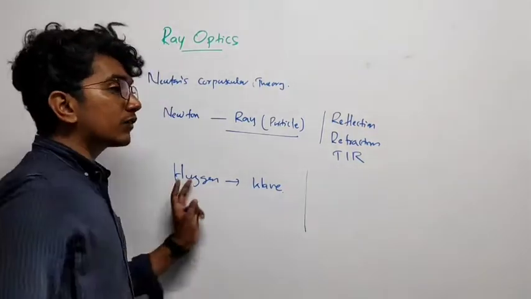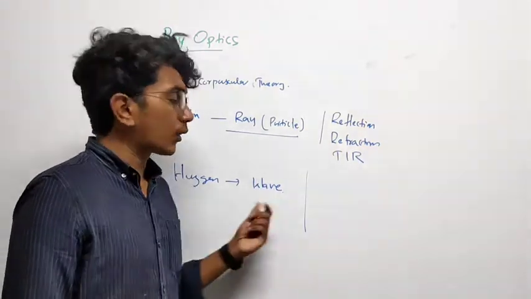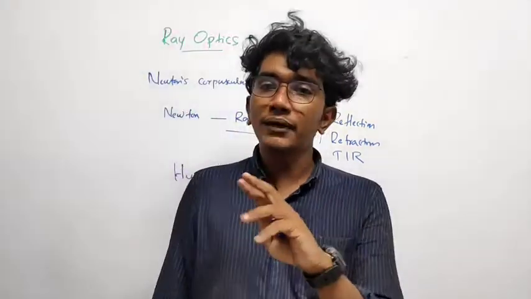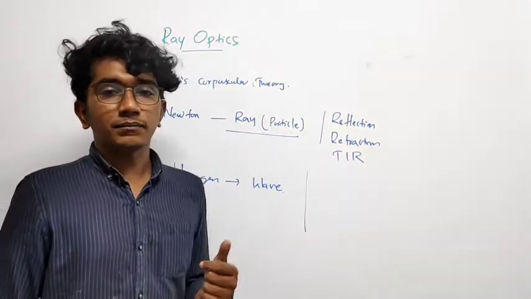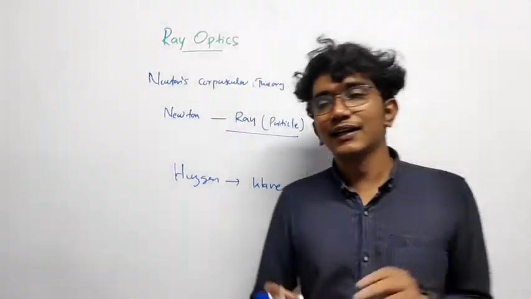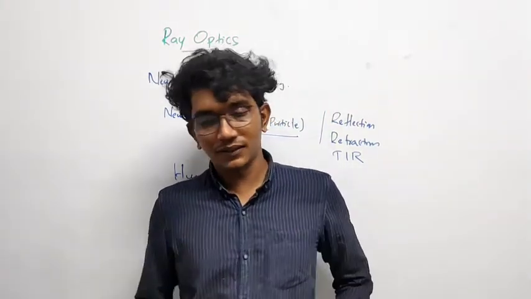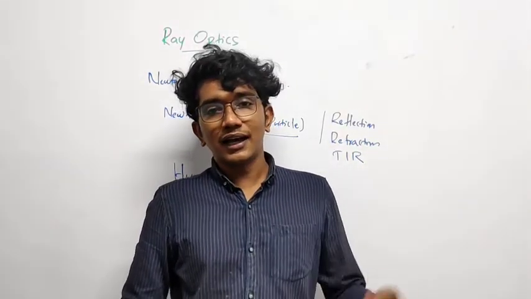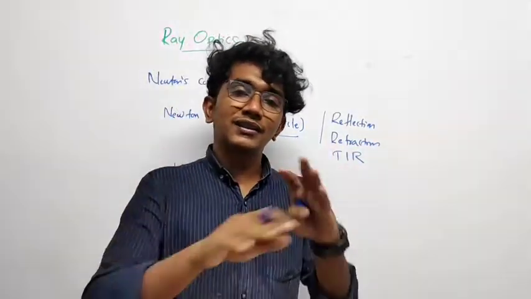After this, Young came, and many scientists worked on it. When Huygens said light is a wave, actually nobody accepted it at that time. Why? Because Newton was very famous. You know that Newton is a god of physics, right? Newton is everywhere: in Newton's law of cooling in thermodynamics, in Newton's laws of motion, in Newton's rings, and in Newton's corpuscular theory in optics. So Newton was like a god of physics.